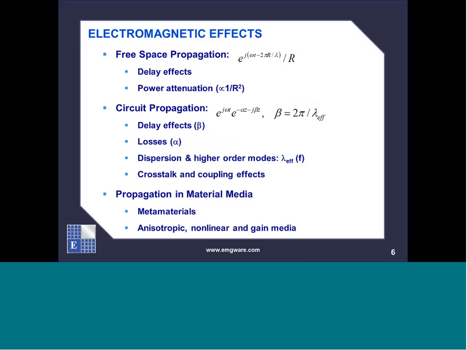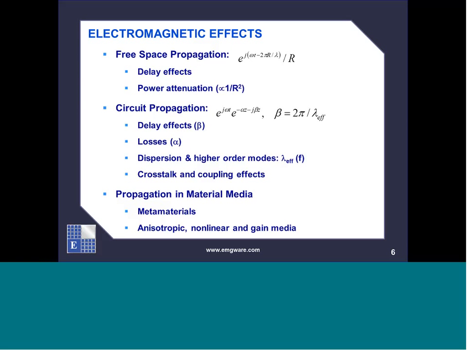So for free space propagation, the propagation factor, so to speak, is e to the j omega t minus 2 pi r over lambda, over r, which means that as the wave propagates in free space, you have delay effects, which come from the phase delay, but you also have power attenuation, and the attenuation goes as 1 over r squared.